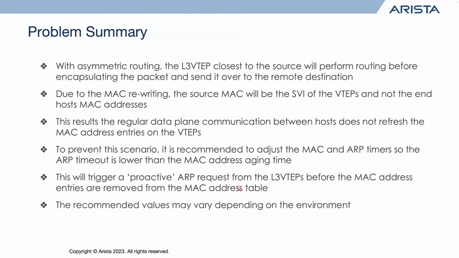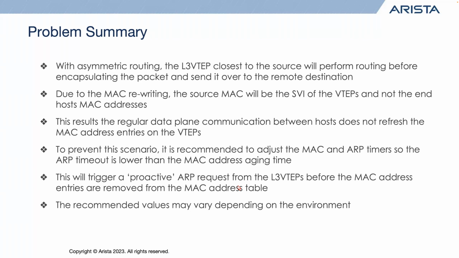So in summary, the problem here is that we have this asymmetric routing design where the layer 3 VTEP closest to the source will be performing routing before encapsulating it and sending to the destination VTEP. So as part of the routing process, we do expect the MAC addresses to be rewritten. And this is what happens.